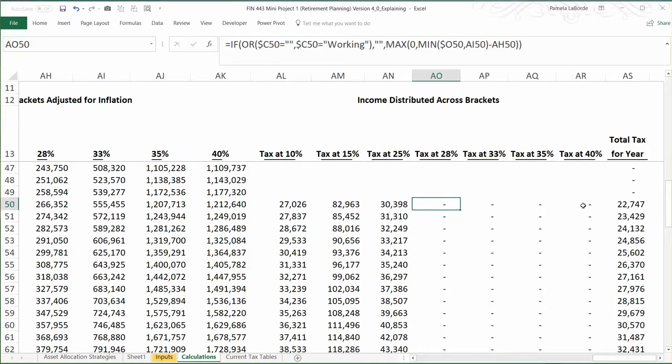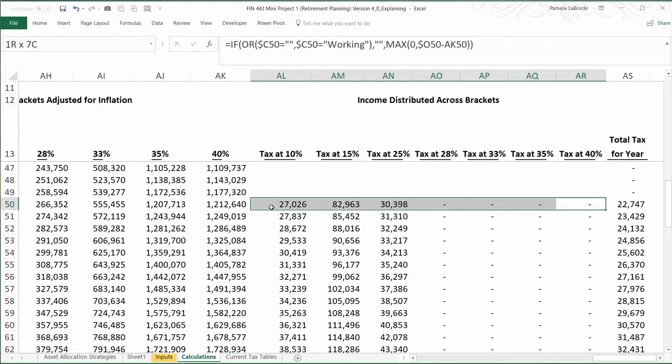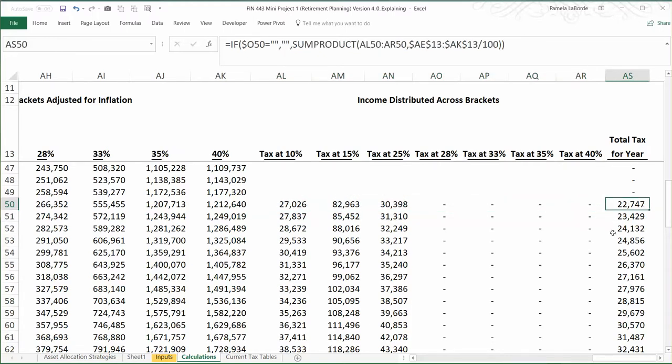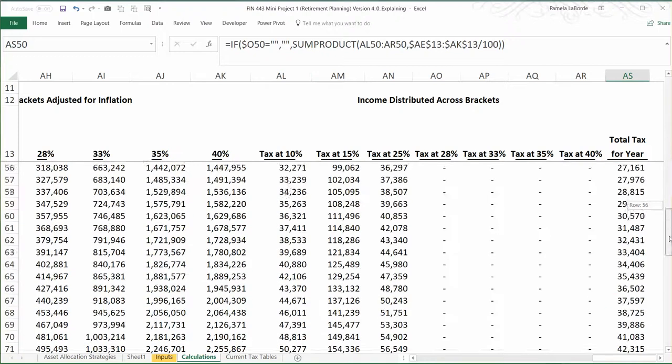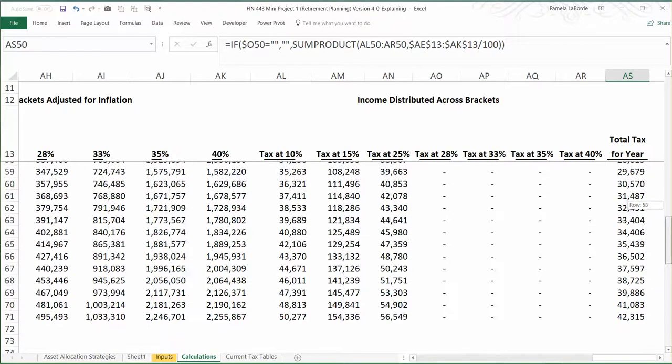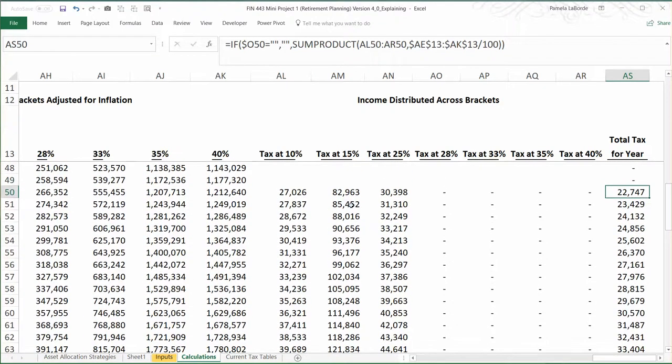So I do that formula for all of the columns AL through AR. And then finally it's time to find my total tax for the year. I have this formula starting at the very top of my spreadsheet in row 14, but I'm going to show it to you here because I actually have numbers.